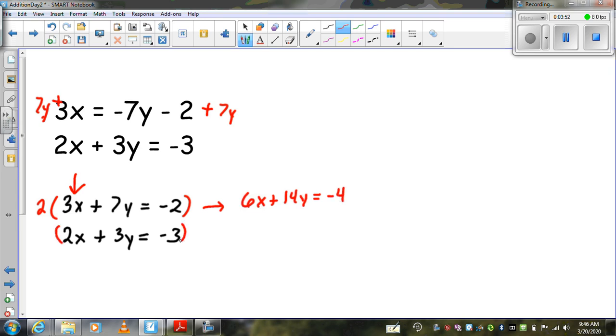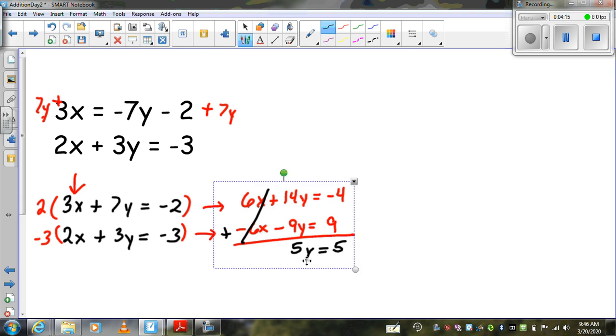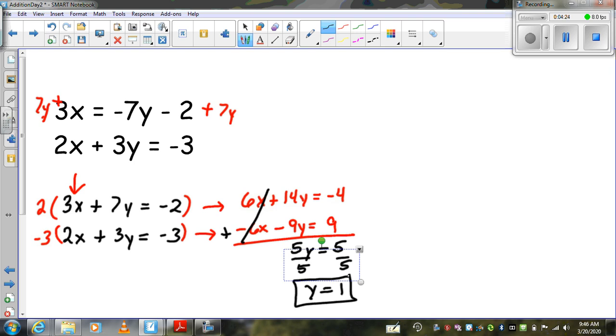And if the top is a positive 6x, then this is going to have to be a negative 6x. So I'm going to multiply that by negative 3. That's going to give me negative 6x minus 9y is equal to positive 9. Now when I go ahead and add these, the x's cancel, and I end up with 5y is 5. Let's divide both sides by 5, and I get y is equal to 1. Great.